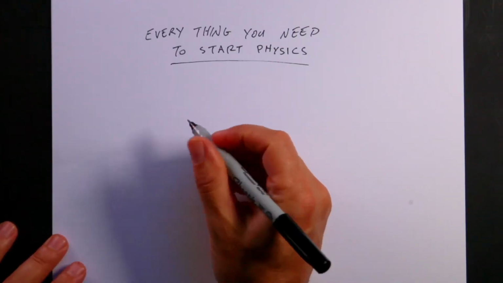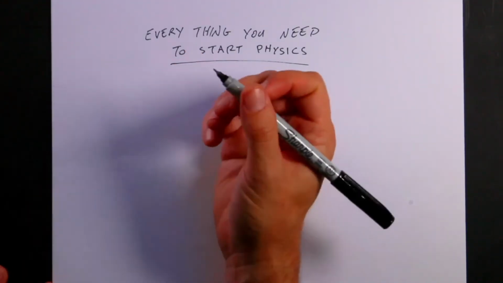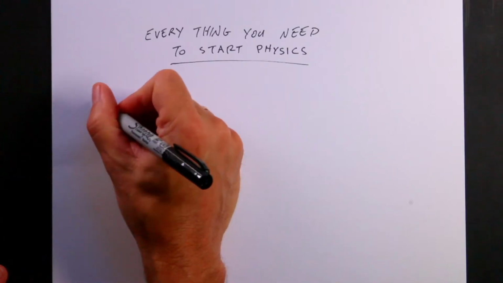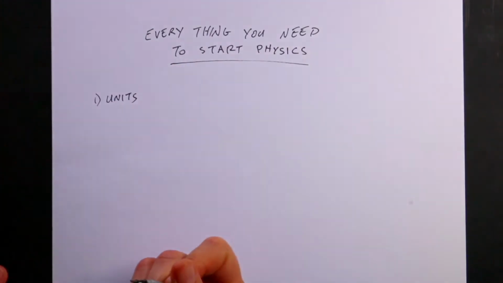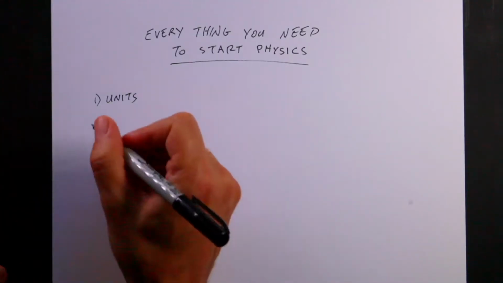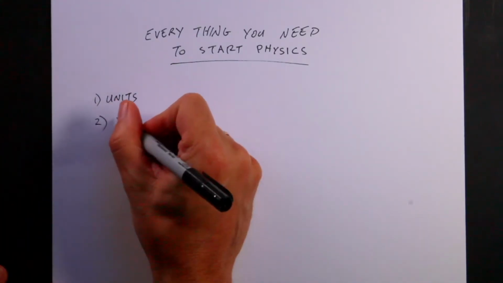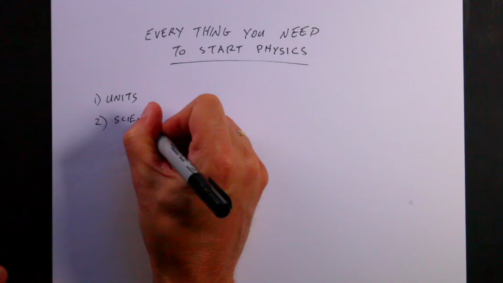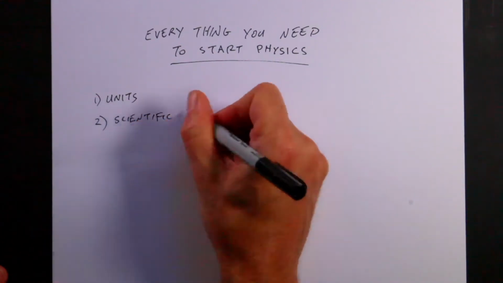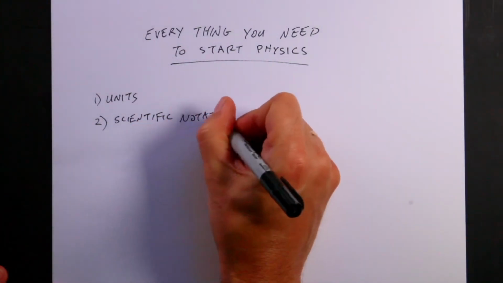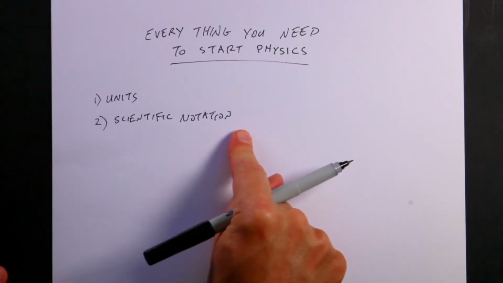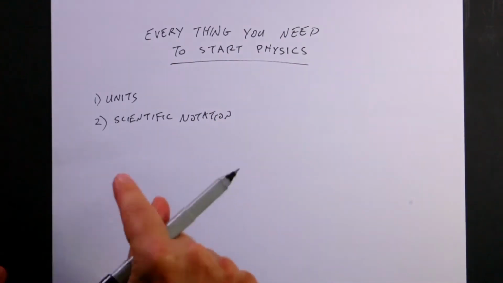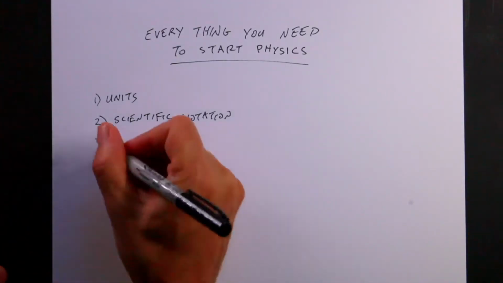Okay, so let's start with the number one. I'm going to write down the things I'm going to go over. 1, units. Okay, you need to know how to deal with units and dimensions. 2, scientific notation. Now, this one is way more important in the second semester of physics because you deal with huge and tiny numbers more, but it's still important.